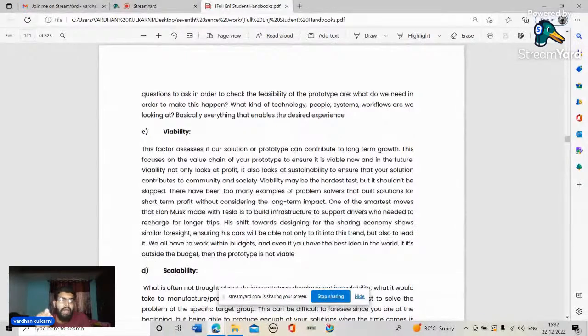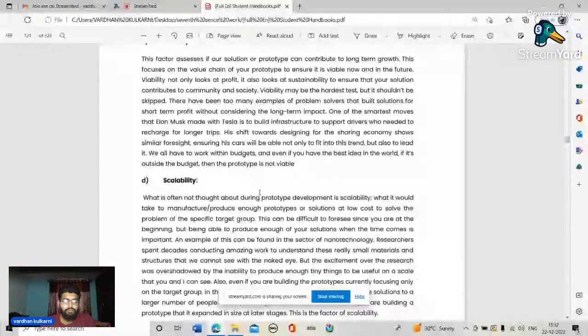But we will have to work within the budgets as well, right? And even if we have the best idea in the world, if it is considered outside the budget, then the prototype is not available.